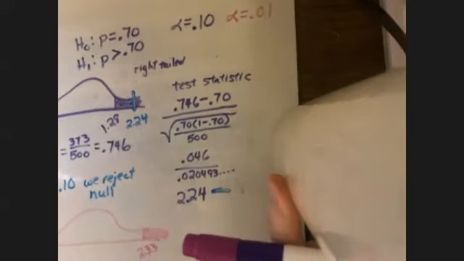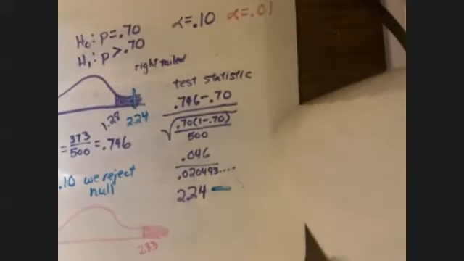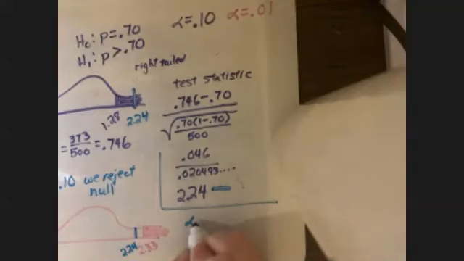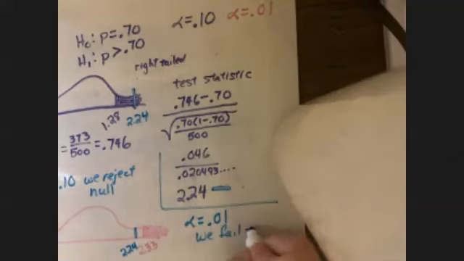Okay, trying to keep all of this together. Now, where is our 2.24 number? It is here, so it's in front of the critical value. So if alpha is 0.01, we are not in our reject region, so we fail to reject.